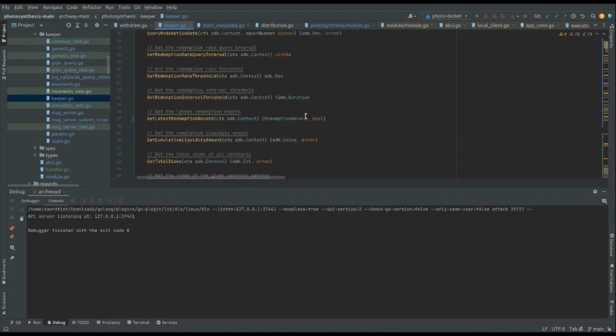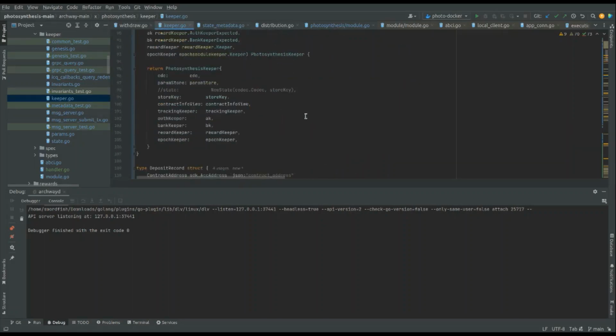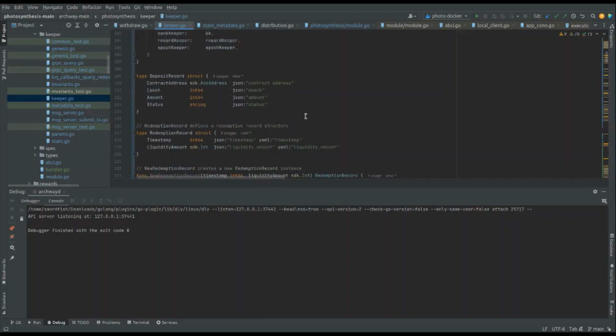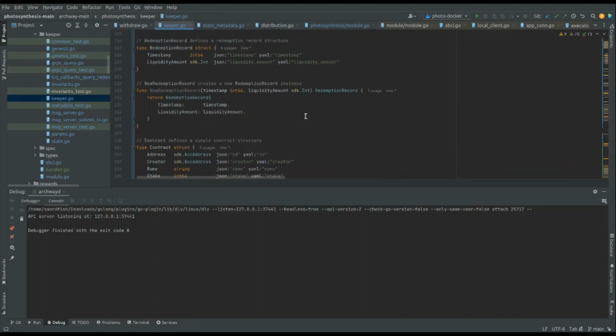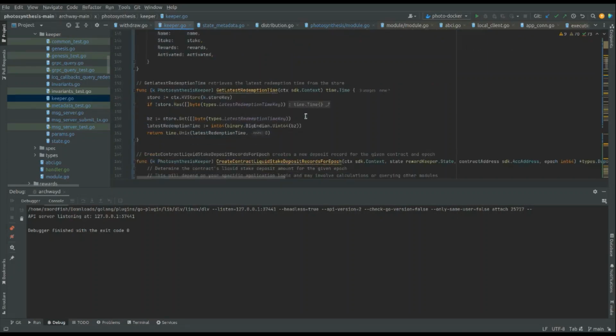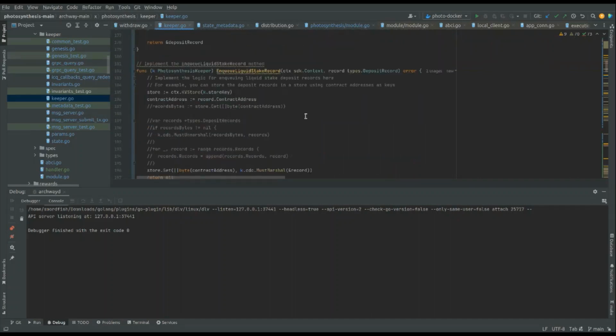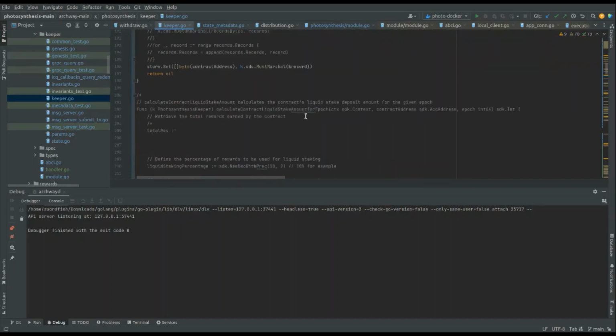Query redemption rate: query the redemption rate for the given epoch number. Get the redemption rate query interval. Get the redemption rate threshold. Get the redemption interval threshold. Get the latest redemption record. Get cumulative liquidity amount. Get total stake of all contracts. Get the stake of a given contract address.